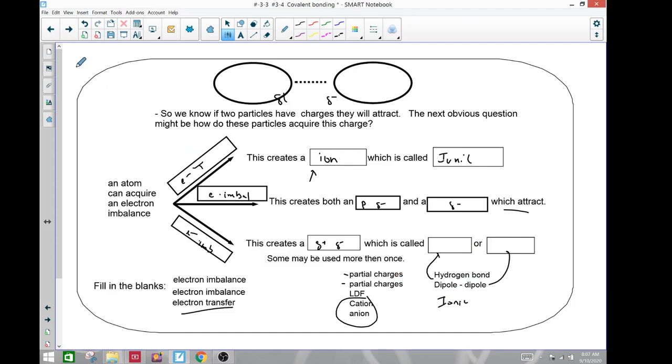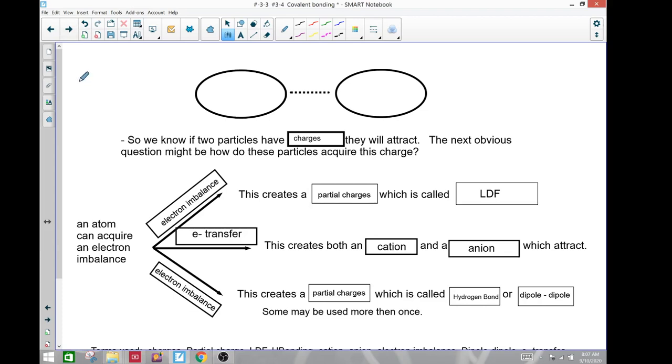So again, trying to just get the initial workings of this mental map. Ionic, London dispersion forces could be an option here, or this one could be something like hydrogen bonding or dipole-dipole. There we go, what we got there. Here we go, I did this a little differently. I did it in the middle here.